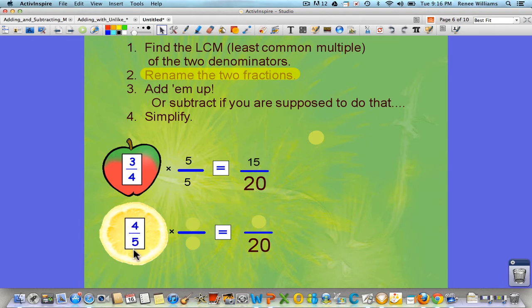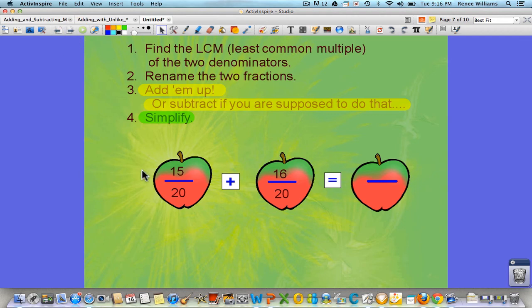Now we have to do our oranges, our 4/5. What do we multiply 5 by to get to 20? Well, 5 times 4 is 20. So we need to do the same thing to the numerator, and we have 4 times 4 is 16. Now we have like denominators. Let's see what we do next. We need to add them up.